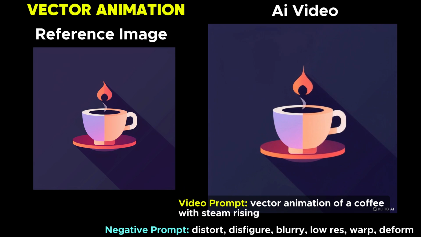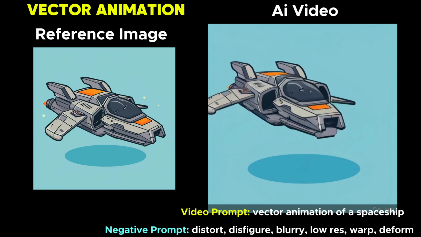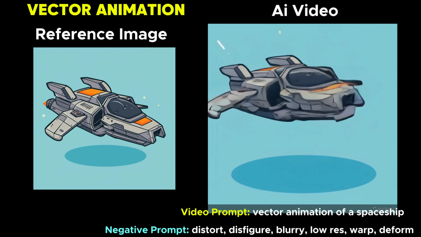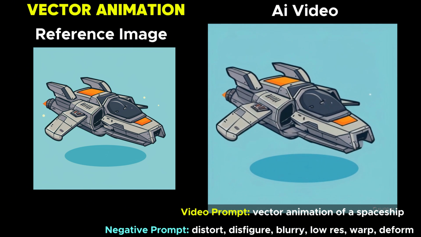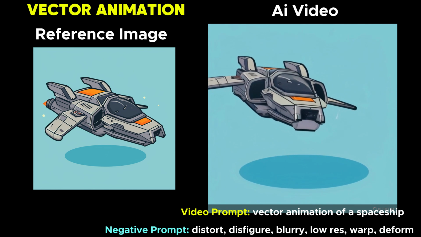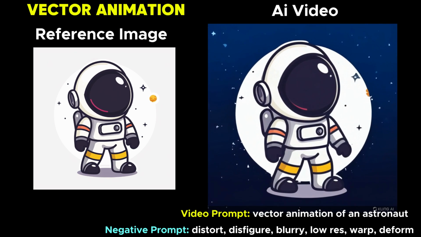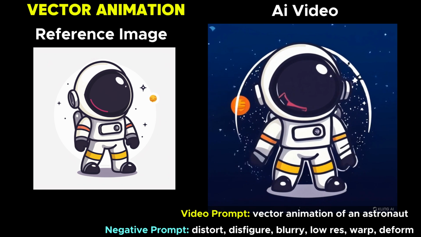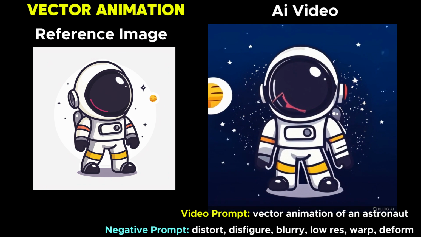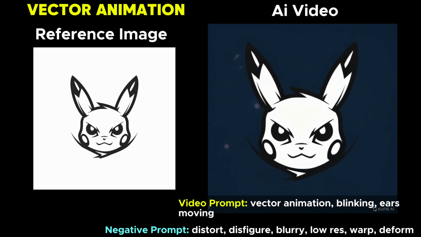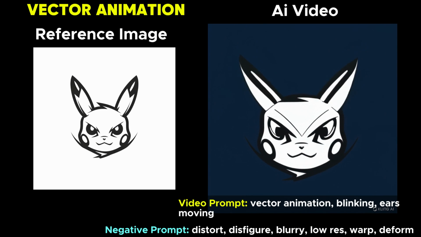Vector animations were hit and miss, with some subtle motion here. This spaceship was one of my favorites though. It has really good consistency, and the motion is very clean. I'm going to be trying out this specific style a lot more. In this astronaut graphic, the background switches out and the edges don't look clean, although the motion is decent. A lot of them did deform quite a bit.